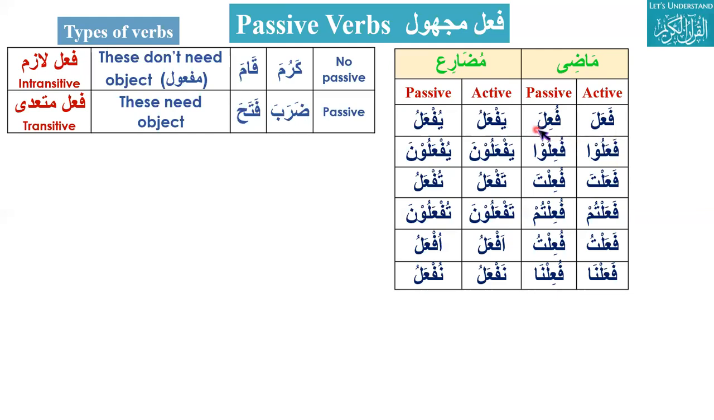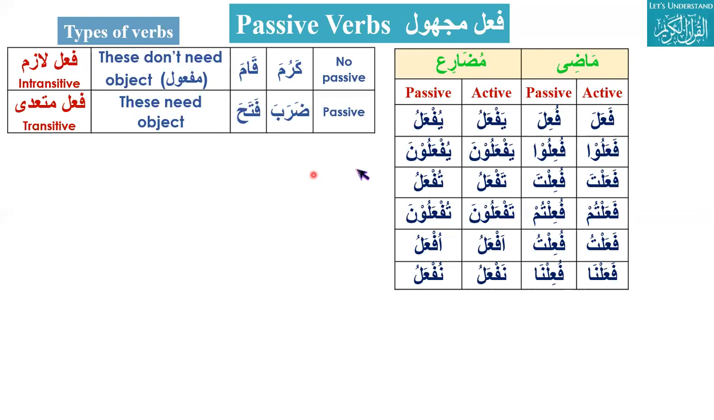If you put here daraba, passive-wise will be duriba. Very good. Darabu, duribu. Darabta, duribta. Darabtum, duribtum. Darabtu, duribtu. Darabna, duribna. Very good. Thank you.